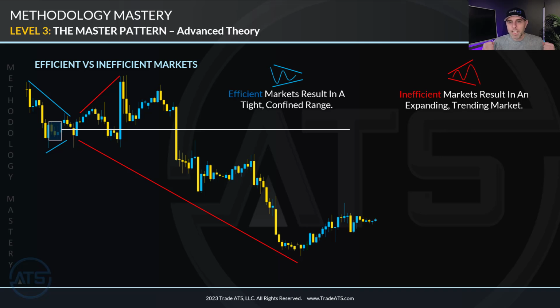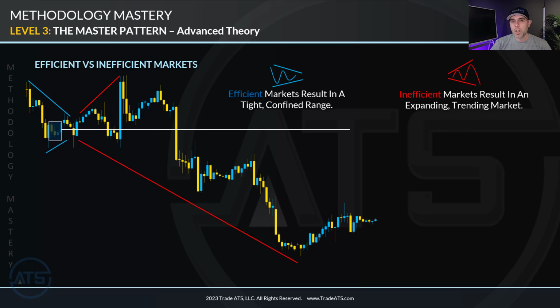Another way you could think about efficient versus inefficient markets and the market in general is like lungs breathing. You take a deep breath in, that's like going into the contraction phase. And then when we go into the expansion phase, it's like exhaling, letting it all out. And then you take another breath. The market contracts, expands, efficient, inefficient, efficient, inefficient, over and over again.